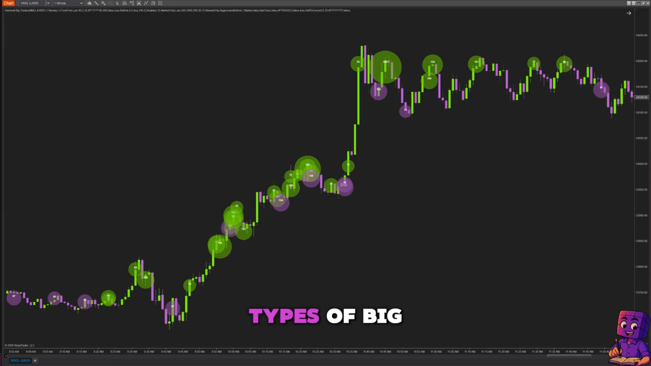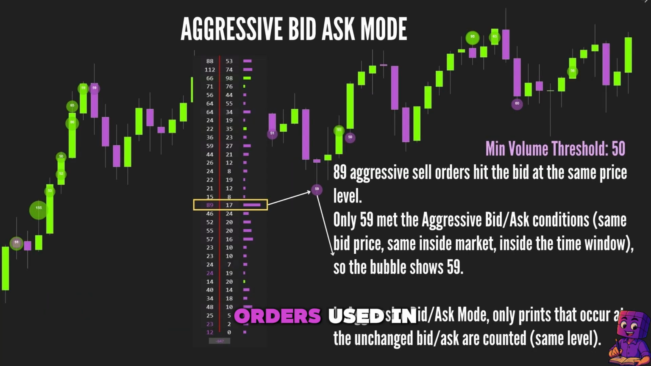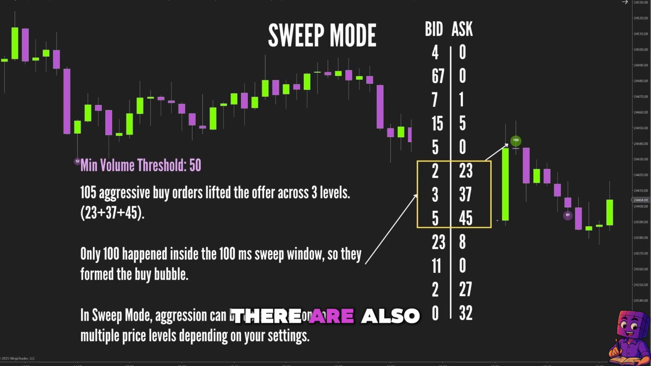There are different types of big orders used in trading strategies. For example, some strategies compare big bid and big ask activity, and if they see a significant number of orders hitting the bid or the ask, they interpret this as aggressive selling or buying. There are also strategies that use big bid or big ask orders across multiple levels, for example across 3 levels, revealing the lifting of the offer.